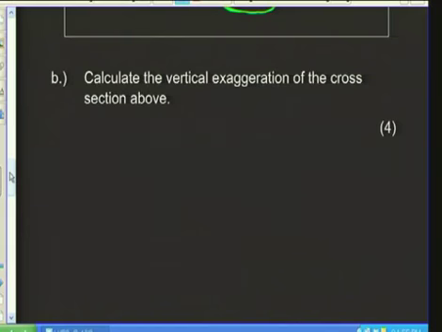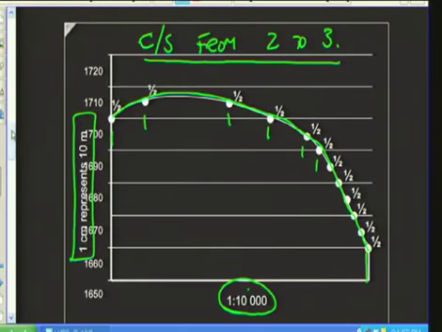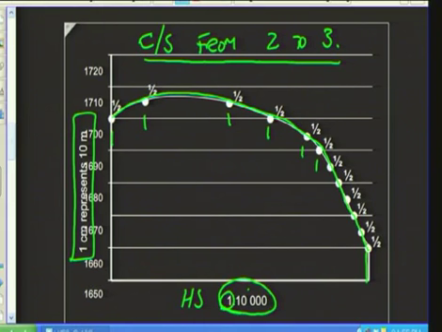Our final question for today has asked us to calculate the vertical exaggeration of the cross-section above. Now first up, what is vertical exaggeration? Let's take a look at our map again, at our cross-section profile again. We've got two different scales here. We've got a horizontal scale here down the bottom, which, as I've said, is the scale of the topographic map, or in this case, the orthophoto map. 1 is to 10,000. That means that 1 centimeter on the map represents 10,000 real centimeters out in the landscape.